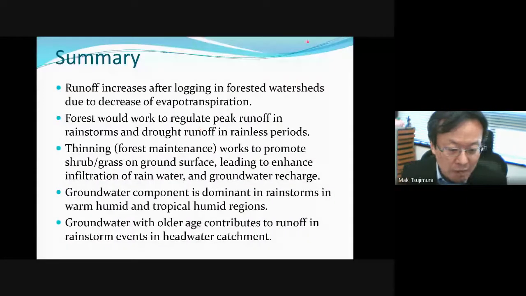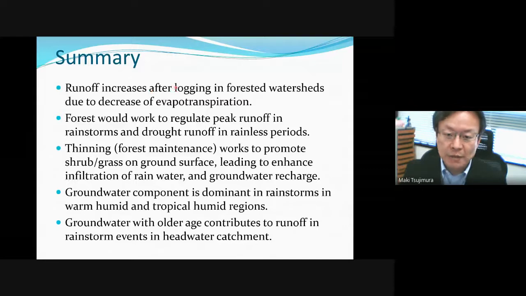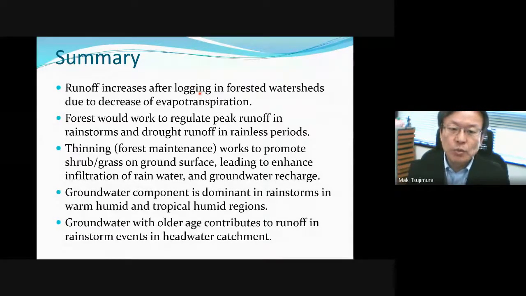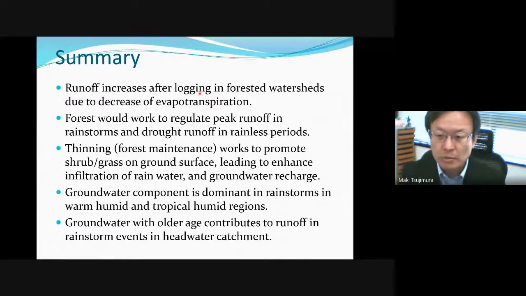So I would like to summarize today's talk in the final steps. Runoff increases after logging in forested watersheds due to a decrease of evapotranspiration, especially transpiration. And forest works to regulate peak runoff in rainstorms and drought runoff in rainless periods.